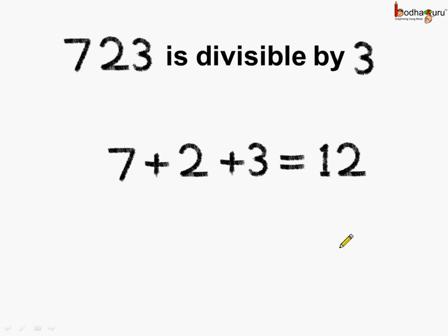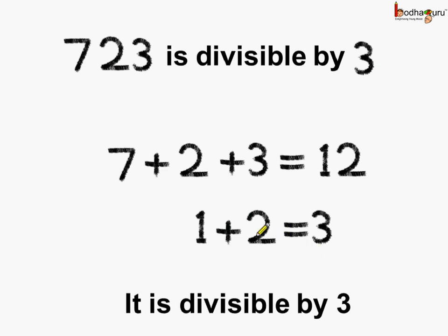We can say 12 is divisible by 3, or we can simplify it further: 1 plus 2 is equal to 3. So what can we say? As the sum of the digits is equal to 3 and it is divisible by 3, we can say the number is also divisible by 3.